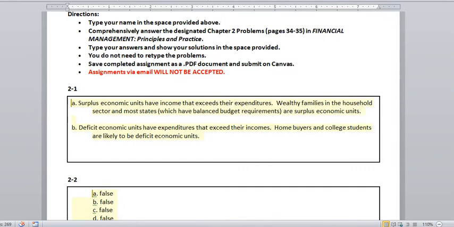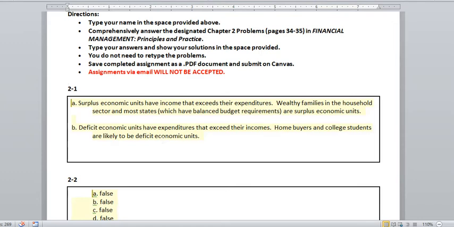Now, my goal here is for you guys to learn this, so I'm not trying to make this hard, but I do expect you guys to put the time in to actually read the chapter thoroughly and carefully, and try to answer as many of these questions as you can, on your own.